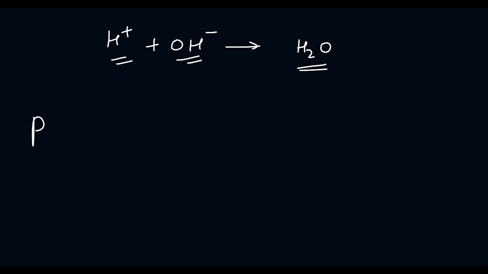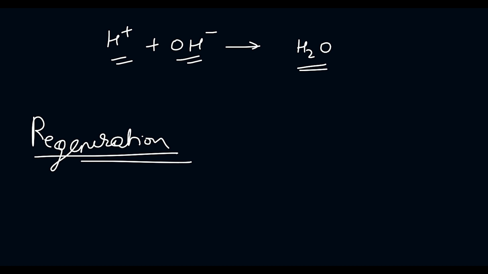So now the next topic is regeneration. Regeneration means when the capacity of the anion and cation exchangers to exchange OH minus and H+ ions is lost, then dilute HCl or H2SO4 is added in the cation exchange resin to regenerate it, that is, to reabsorb the other ions.